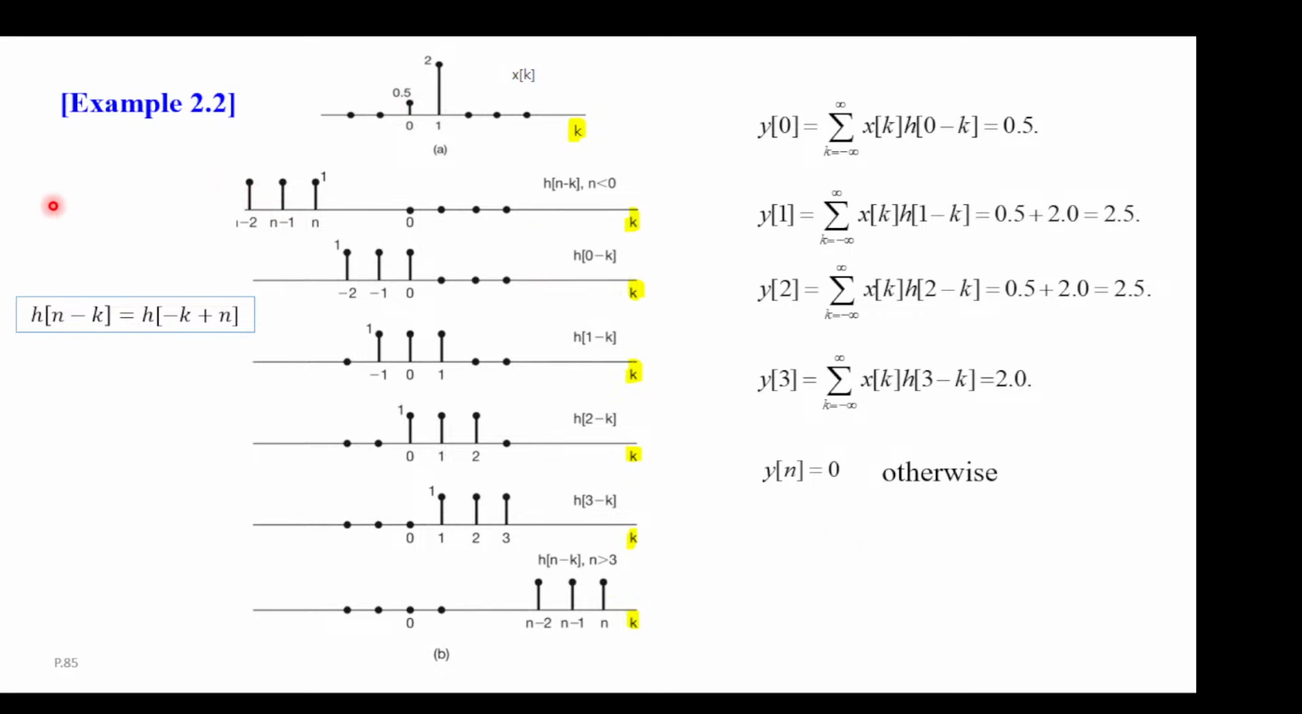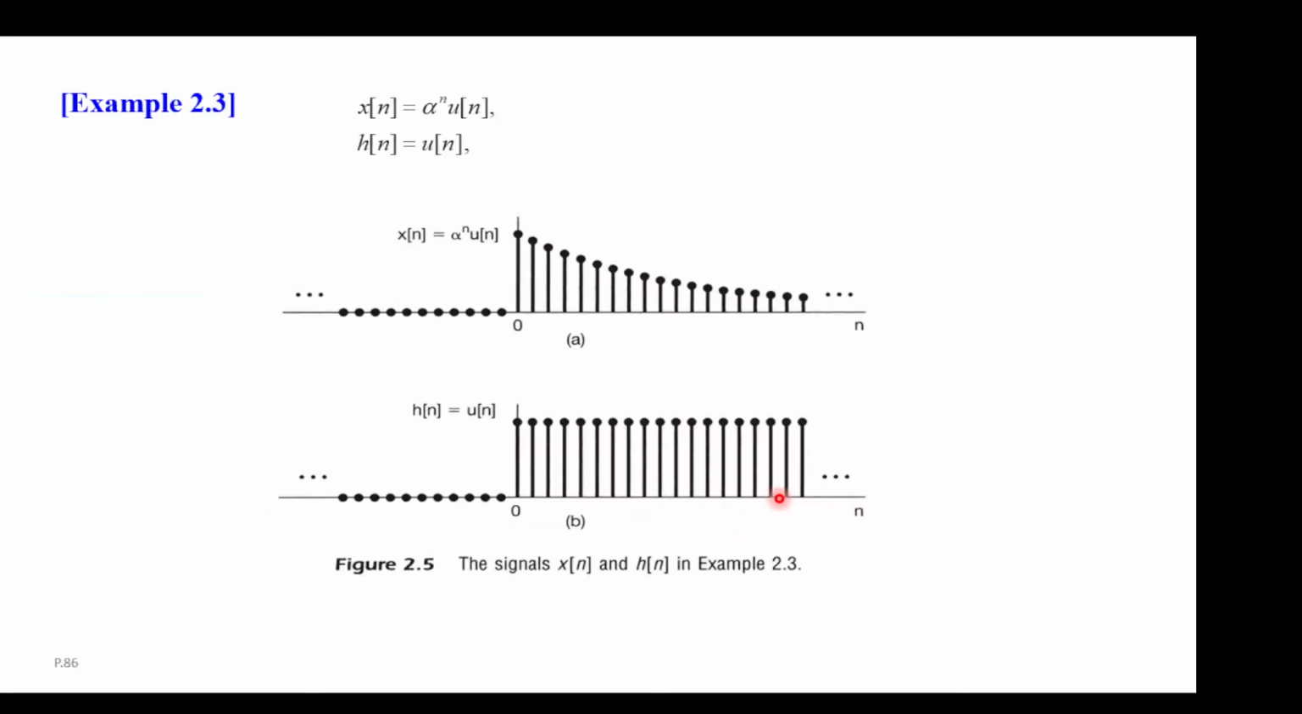So what you usually see is you drag n from minus infinity to plus infinity, and see how x of k and h of n minus k overlap on this line of k. When they have overlap, you multiply the overlapping parts together and sum them over, and you get y of n. And there are more examples.